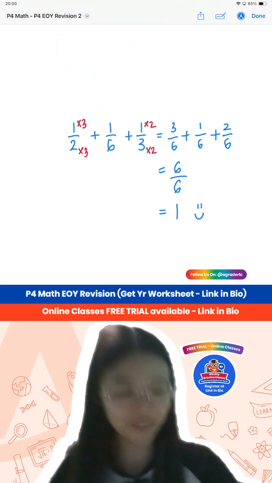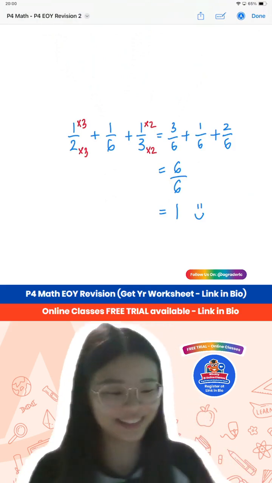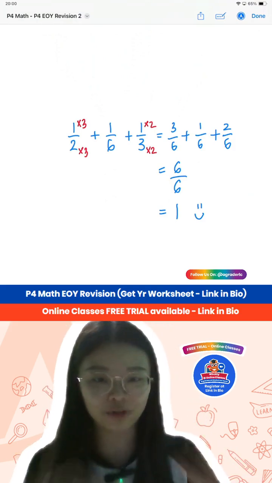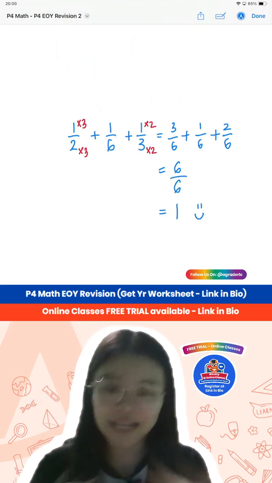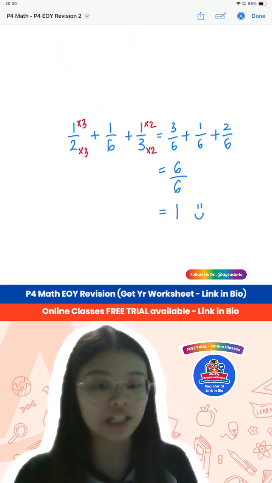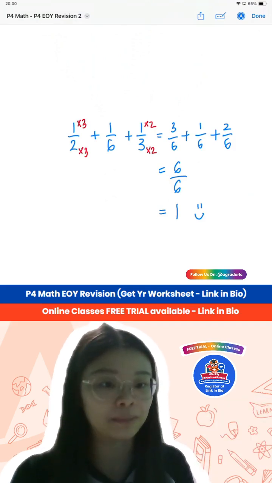Oh, just right, we end at 8 o'clock. Very good. So I hope you know how to add 3 fractions now. It's the same as two fraction addition. Just change the denominator into the same number.